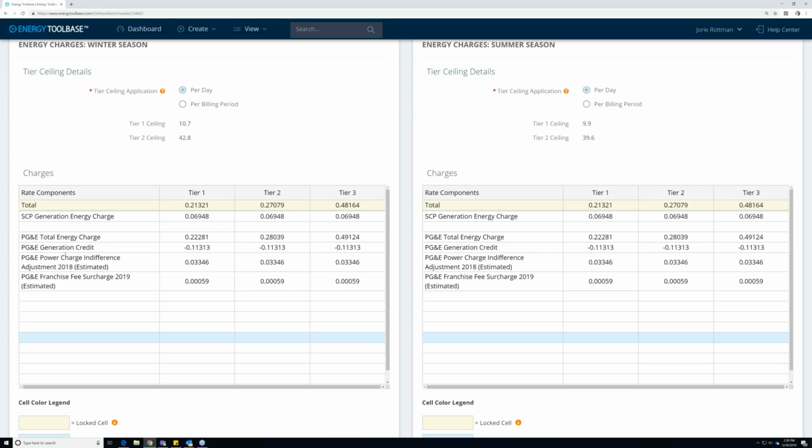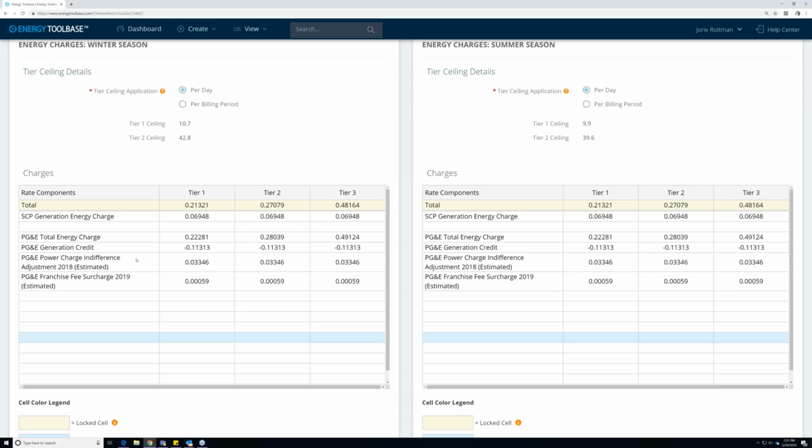There is the franchise fee, which you can see here is quite a small amount, but this amount is collected and given to local governments. And then you have the power charge indifference adjustment, which is also known as an exit fee or PCIA. And this charge is significantly larger, and PG&E's charge currently is a little over 3 cents.